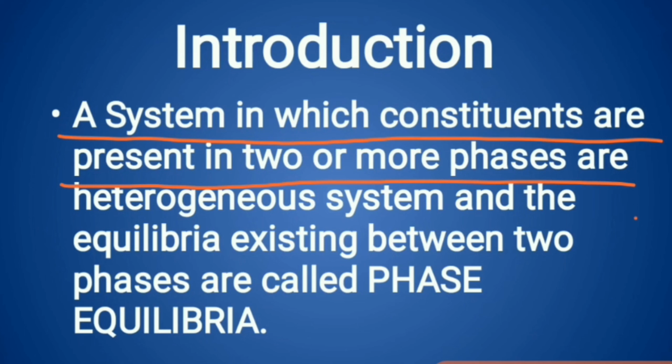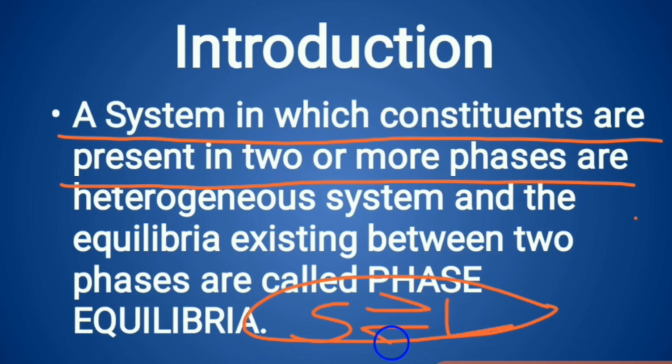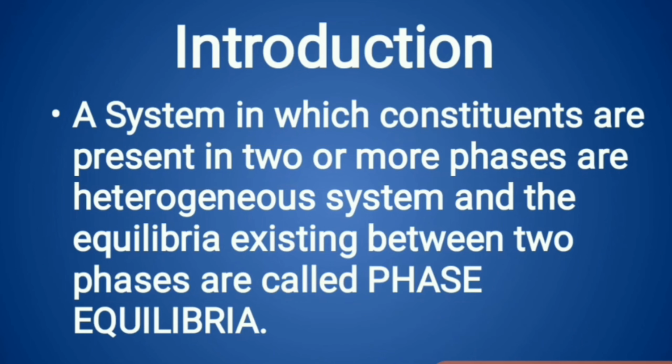For example, let's imagine that there are two phases in a particular system, one solid phase and one liquid phase. If these two phases are present in one particular system, then that system is a heterogeneous system. And the equilibria which exists between these two phases, solid and liquid, is phase equilibria. So whatever equilibria exists between two phases is phase equilibria, right? I hope it's clear to all.